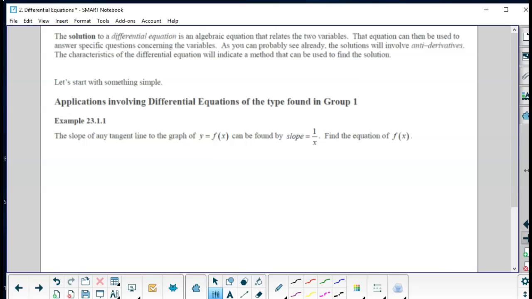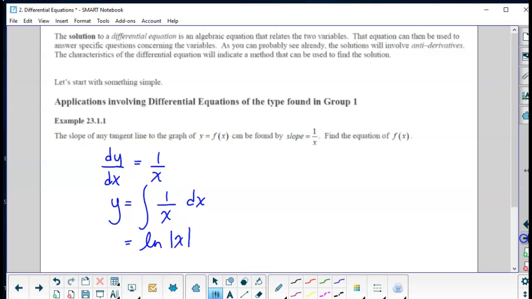So a very basic one. The slope of any tangent line to the graph of y equals f of x can be found by the slope equals 1 over x. So find the equation of f of x. Well, slope is dy/dx, and we're told it's equal to 1 over x. So that means y will be equal to the integral of 1 over x dx. That's going to be ln of x plus c.